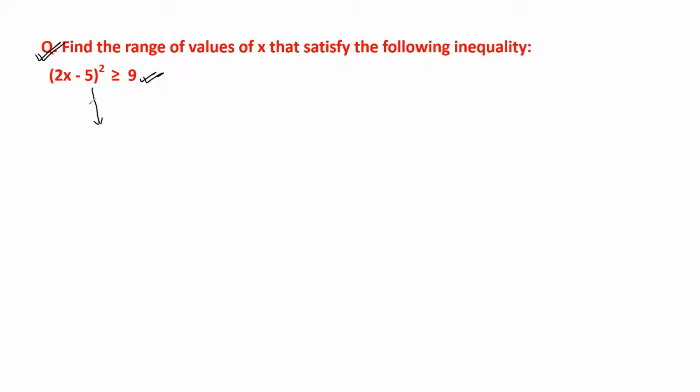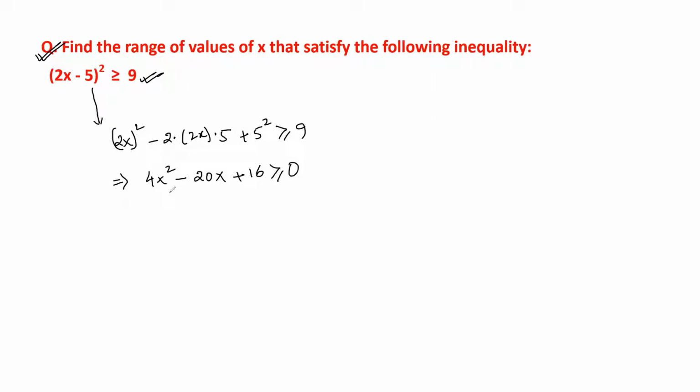So let us first break this (2x minus 5) whole square using the (a minus b) whole square formula. We know (a minus b) whole square is given by a square minus 2ab plus b square. So this (2x minus 5) whole square can be written as (2x) whole square minus 2 into 2x into 5 plus 5 square, and this is greater than equal to 9. So this would be 4x square minus 20x plus 25, and we can bring this 9 to the left hand side. So 25 minus 9 will give us 16, and this would be greater than equal to 0.